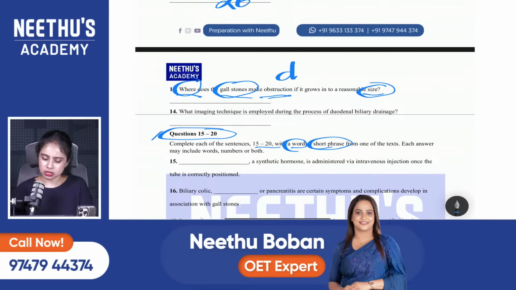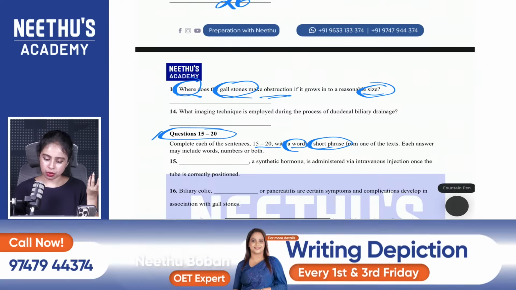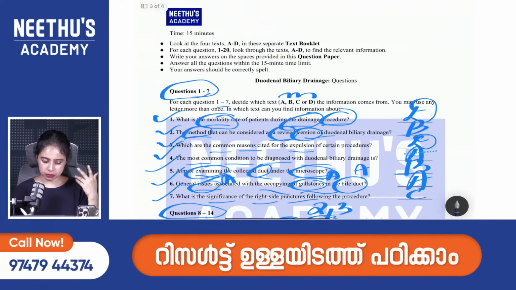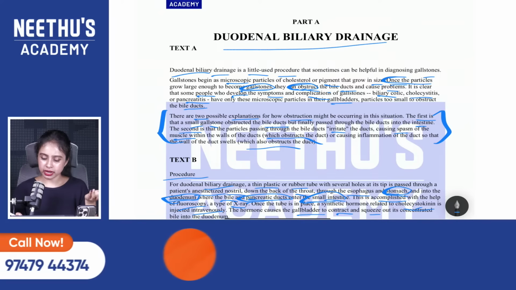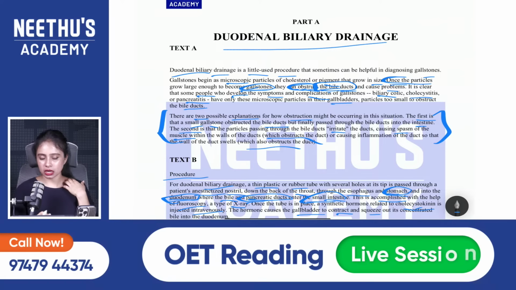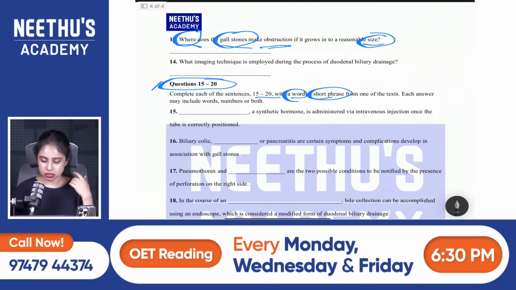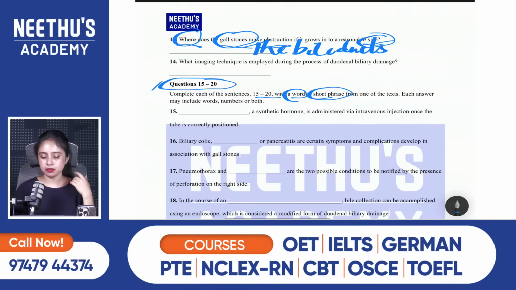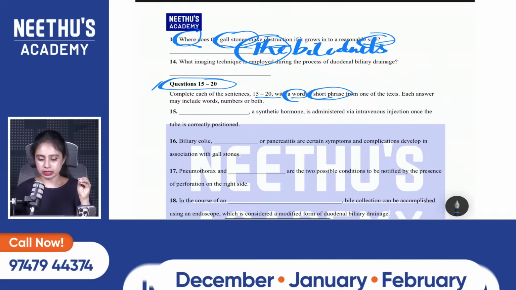Yeah, bile ducts. But the question is all about where. When it asks where, check whether a preposition is mentioned there. In the bile duct, at the bile duct, is anything like that mentioned? If it is not there, you can just write bile duct, or you should write the preposition also. Yes, it is the bile ducts. See? It is a where question, so we should write the bile ducts. That is the right answer. The article is also very important in OET reading. So the bile duct is the right answer.